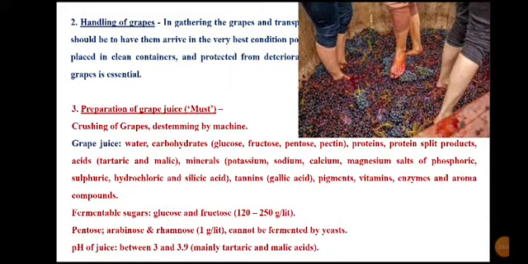Then the third step is preparation of grape juice. It is called must. Preparation of grape juice involves crushing of grapes and de-stemming by machine. Whatever stems are there should be removed, and then the grapes should be crushed.